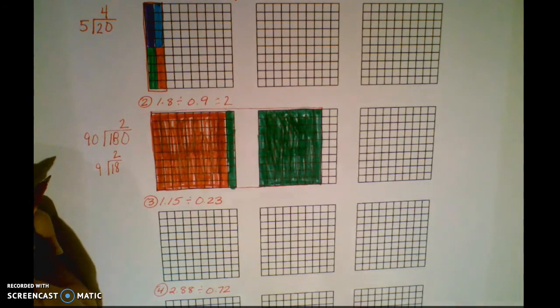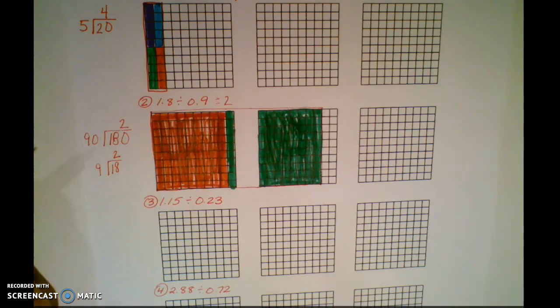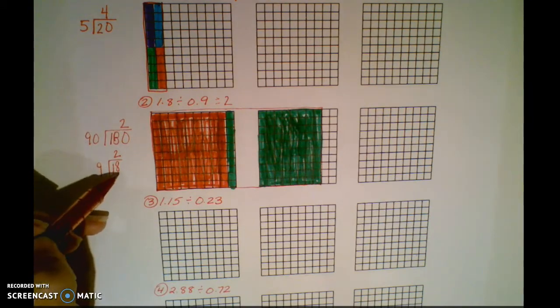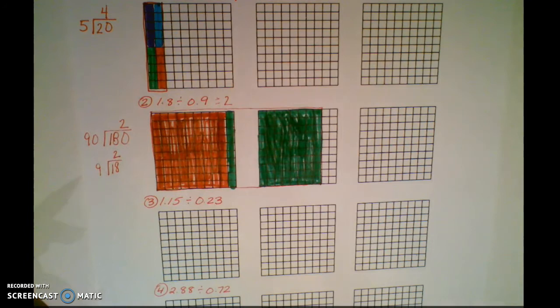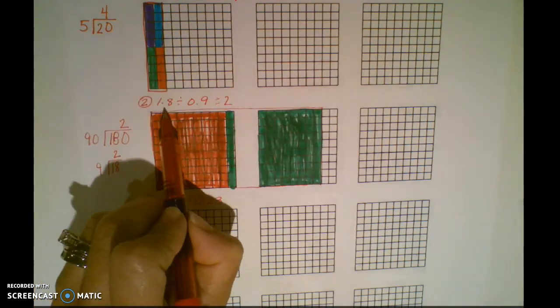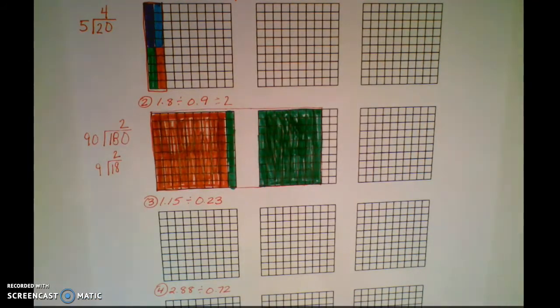Does this look familiar? 180 squares, hundredths, divided by 90 hundredths. We were able to do that 2 times, made 2 groups. If I took 18/10 and divided it by 9/10, I would get 2 groups. And if I took 1 and 8/10 divided by 9/10, I also got 2.